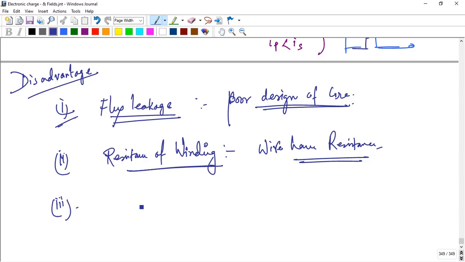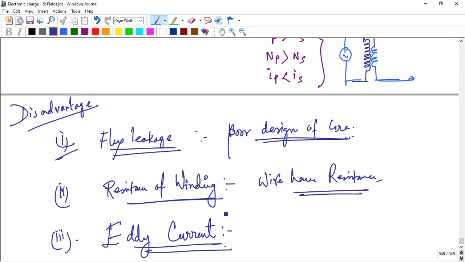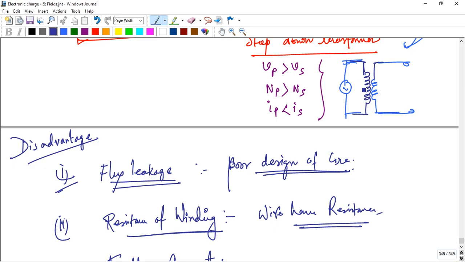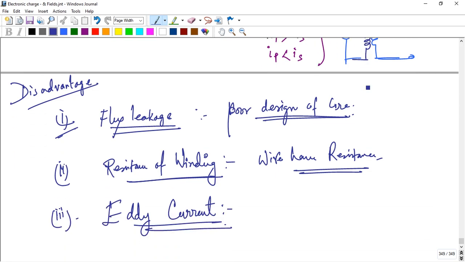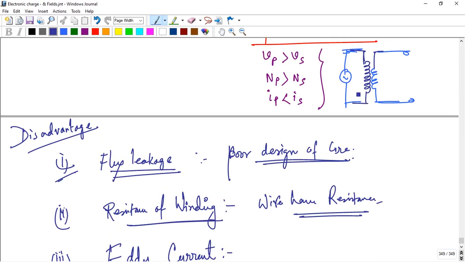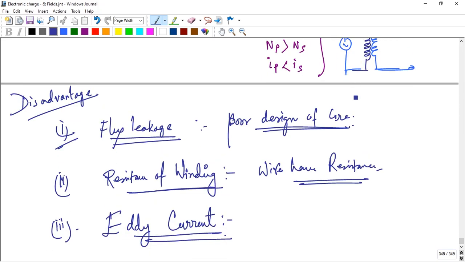Number 3, eddy current. In an alternating magnetic flux, an eddy current is induced in the iron core, and we reduce that current by laminating the core. If I laminate the core, there is a reduction of eddy current. So that's why there is some loss here. We recover this loss with the help of laminating the core.